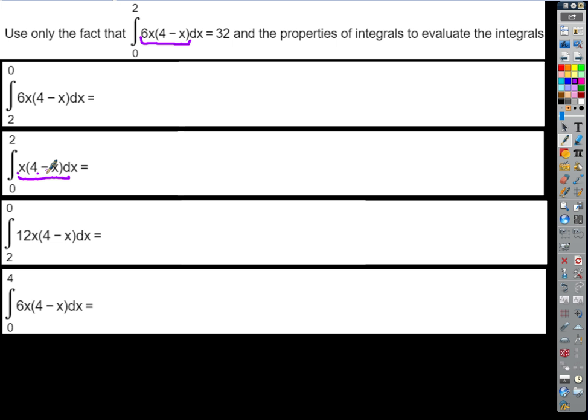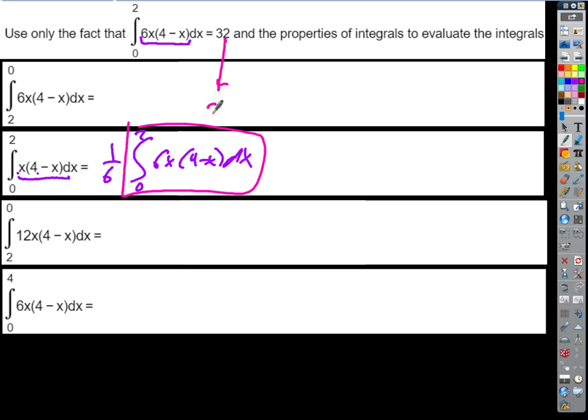So this is just equivalent to 1/6 times the integral of 6x times 4 minus x dx from 0 to 2. And we know that this whole thing, they're telling us that whole area is 32. So what do we get? 1/6 of 32, right? So 16 over 3. So 16/3 would be the area. Does that make sense?